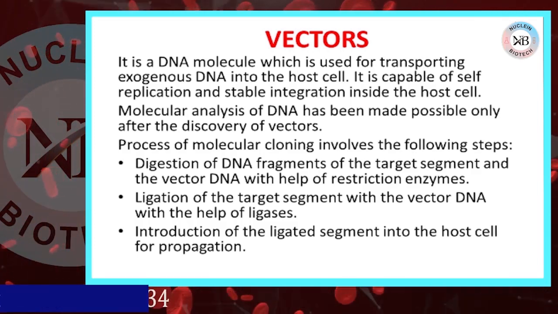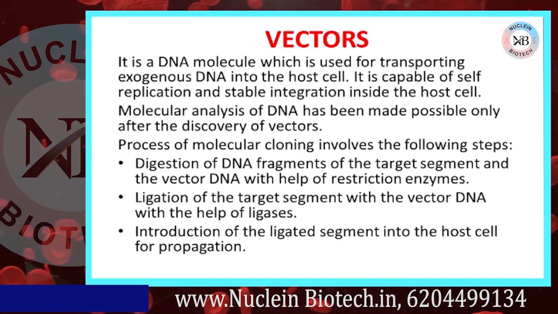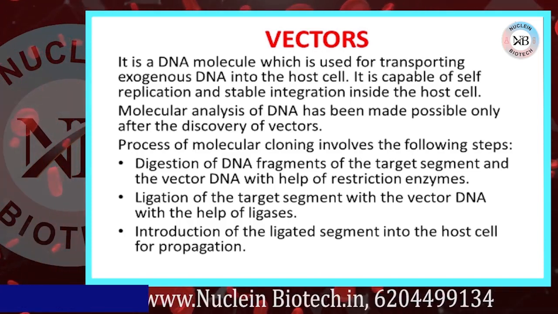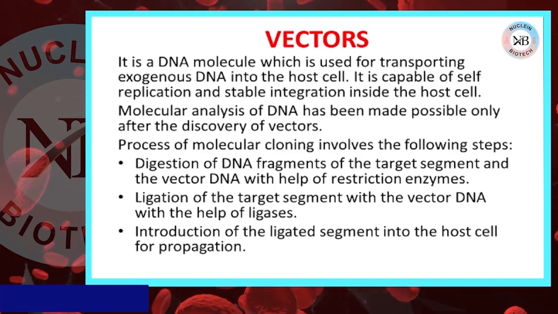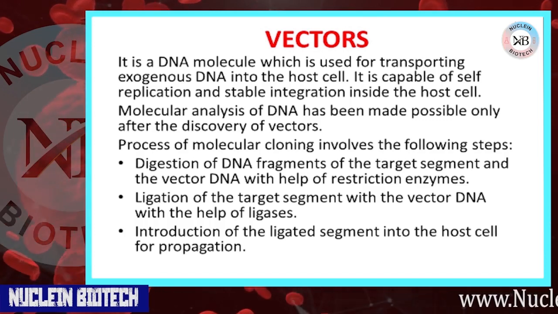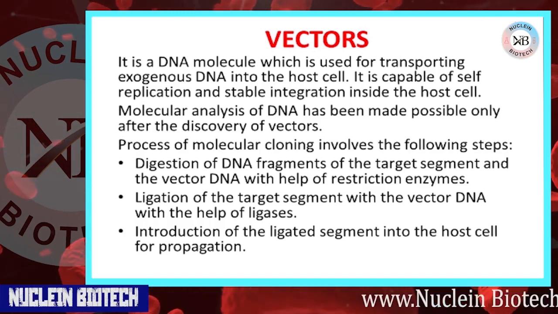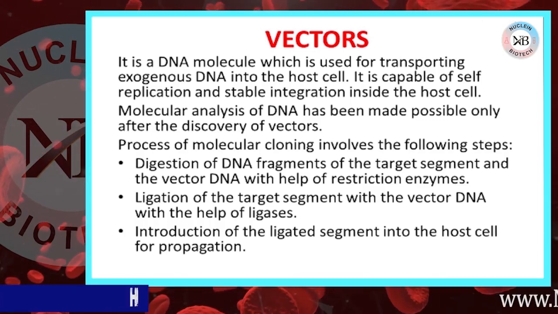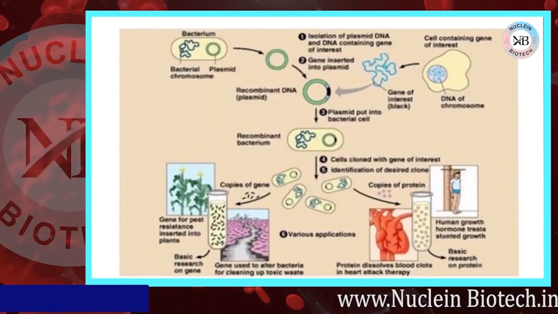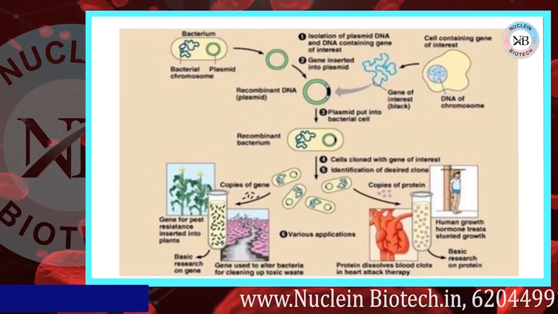Now take a look at the process of molecular cloning. Here we have a bacterium and a cell containing the gene of interest. In the first step, isolation of plasmid DNA and DNA containing the gene of interest takes place. After that, the gene of interest is inserted into the plasmid and it is considered recombinant DNA or plasmid. Now this recombinant DNA or plasmid is again inserted into a bacterial cell, that is, the host cell. After that, cells are cloned with the gene of interest. Then identification of the desired clone takes place.